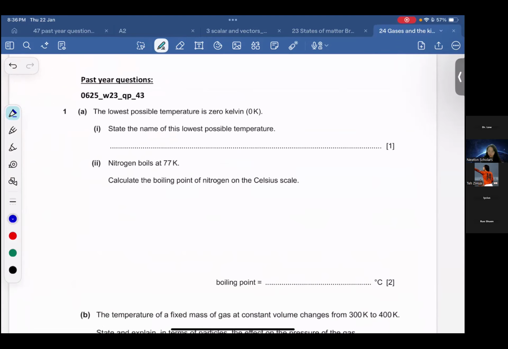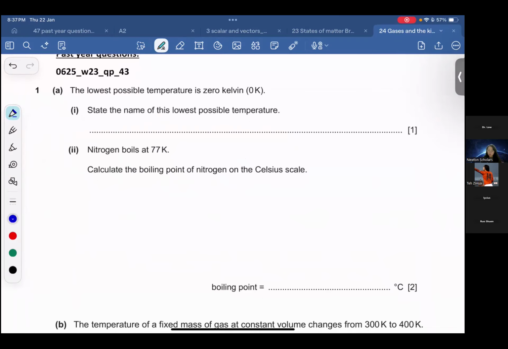We look at the past year question here. The lowest possible temperature is 0 Kelvin. State the name for this lowest possible temperature. Easy, right? In Kelvin, the scale we call it absolute. The temperature in Kelvin we call absolute temperature. Then this lowest possible temperature we call the absolute 0.